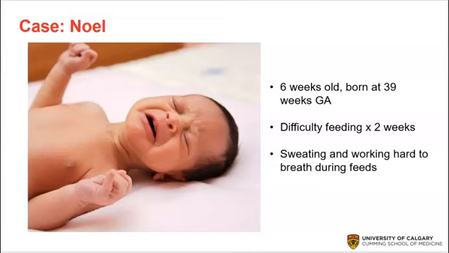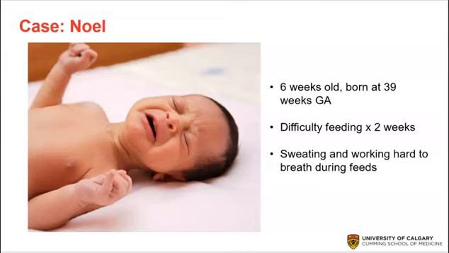Let's go back to Noel. He has a history of difficulty feeding, respiratory distress, and diaphoresis. On examination, you heard a pathological sounding murmur and respiratory symptoms. On examination, you notice that he has some sacral edema, swelling in the scrotum, and his liver edge is palpable 4 centimeters below the costal margin.